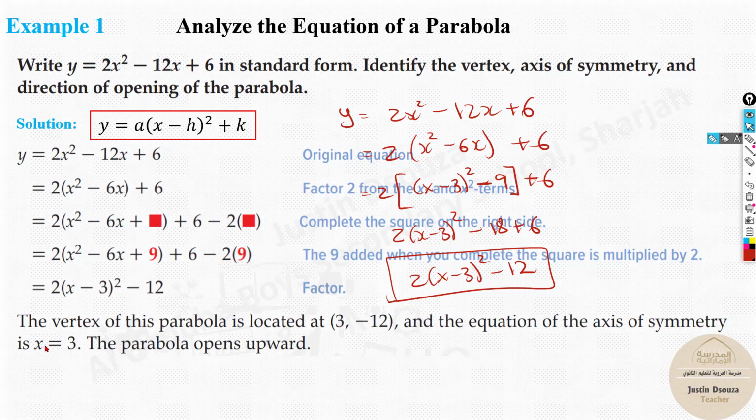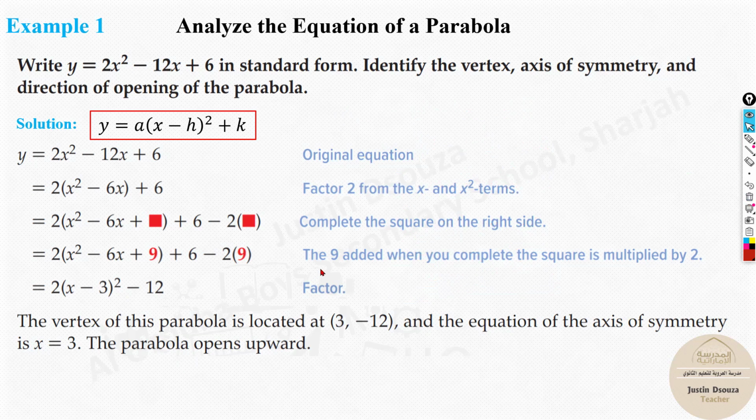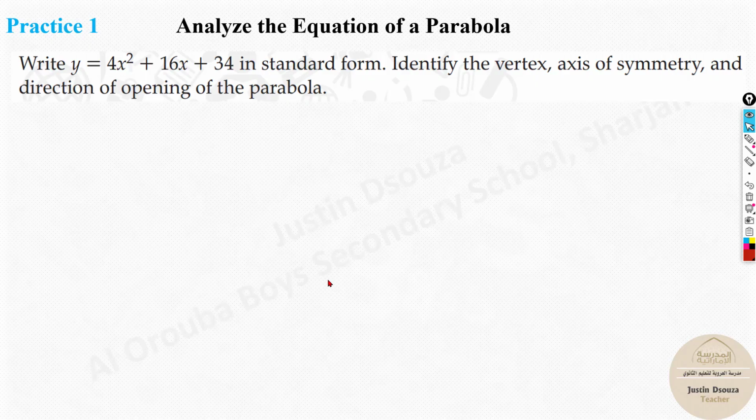What is the axis of symmetry? At x is equal to h, right? H is 3 and it is opening upwards. That's how you solve it. You can try this by yourselves, pause the video and then you can continue watching it. I will solve it now here.